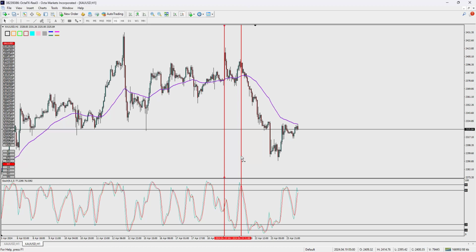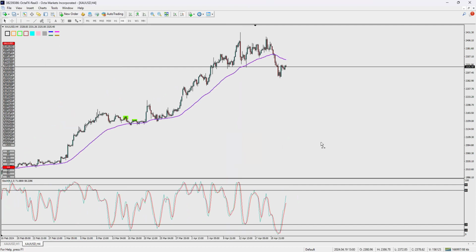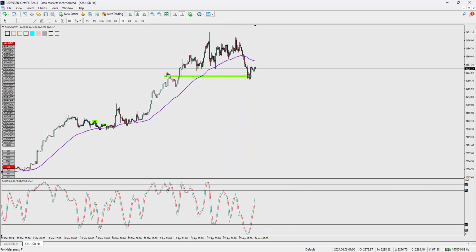When it dropped, it formed hidden divergence on the 4-hour time frame. On the 4-hour time frame, it formed hidden divergence, and on the same zone we have RPS, resistance becomes support. At the same time, this point right here, we have hidden divergence. This is what we had, this hidden divergence. And here we have RPS, resistance becomes support. So the market at this point retraced back.